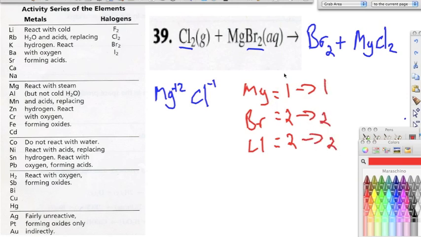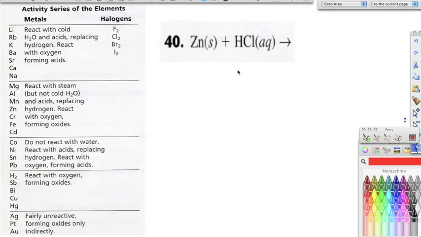So this would already be balanced. Okay guys, here in 40 we have zinc and hydrochloric acid. So zinc is going to try to replace hydrogen. There's a metal and its hydrogen's acting as a metal. So we look over here and we find zinc. Zinc is right here, and then hydrogen is way down here. So zinc is on top, so the reaction will happen.